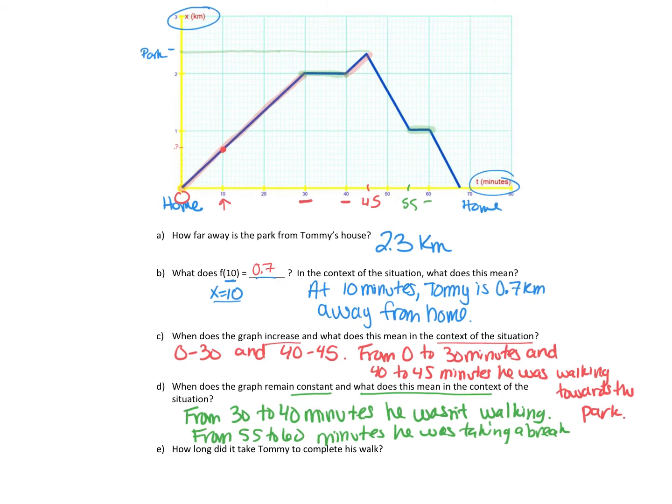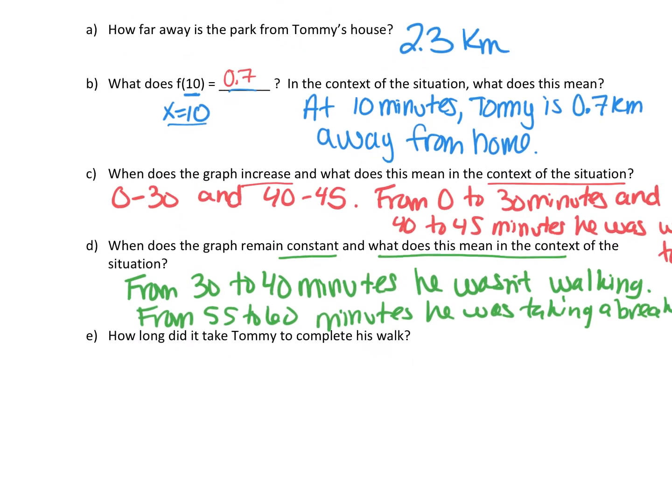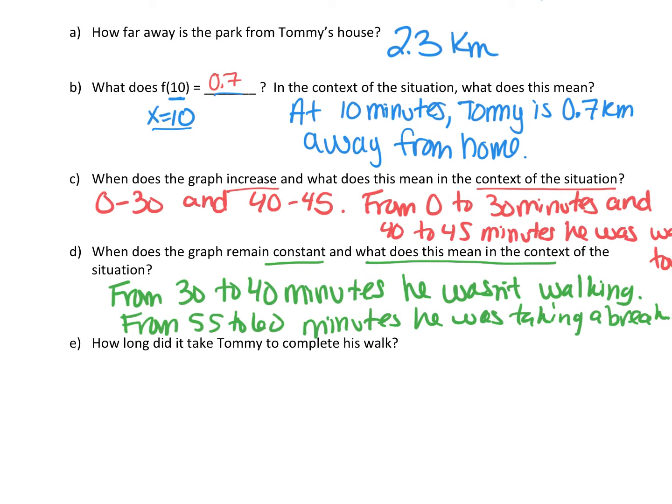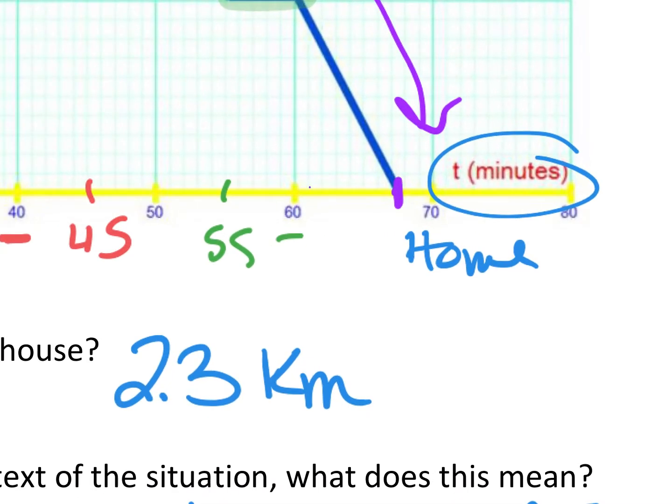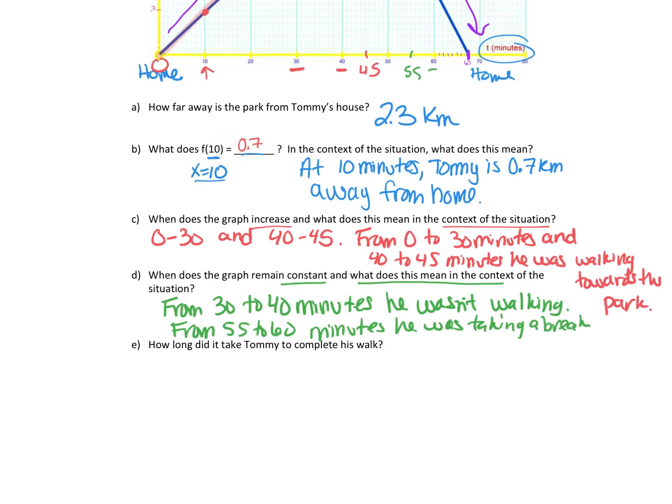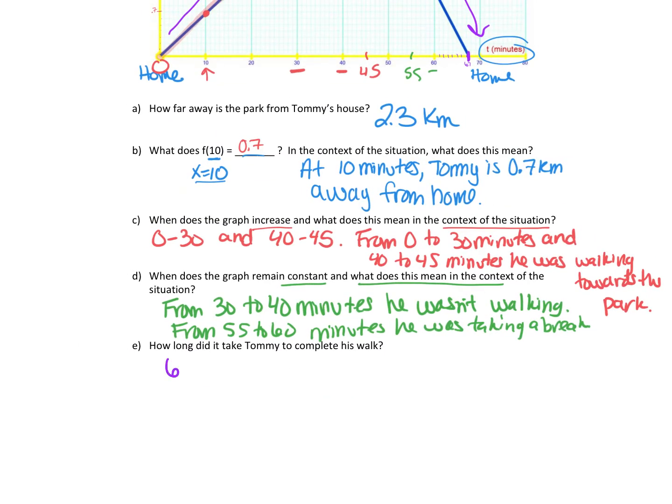So in E, it says, how long did Tommy take to complete his walk? So the total time, well, first he walks towards the park, he gets to the park, then he's going to walk home. So once he gets back home is about right here. So let's see, 61, 62, 63, 64, 65, 67, I would say. So it took him about 67 total minutes.